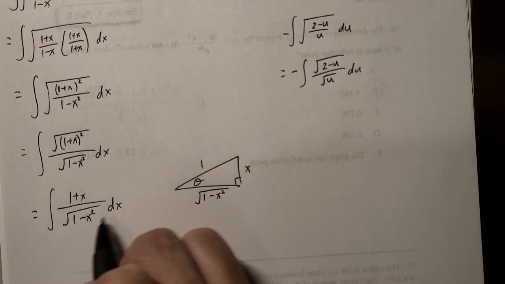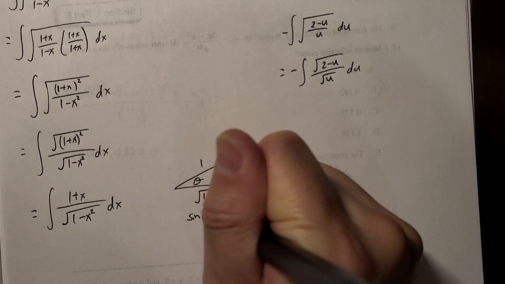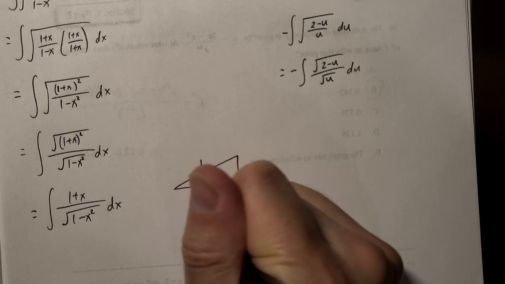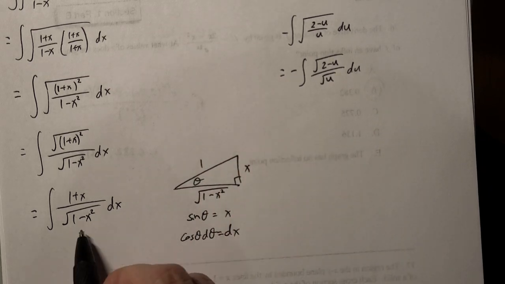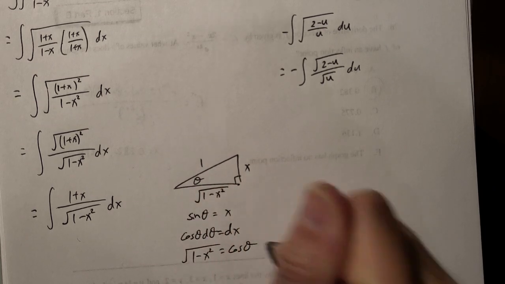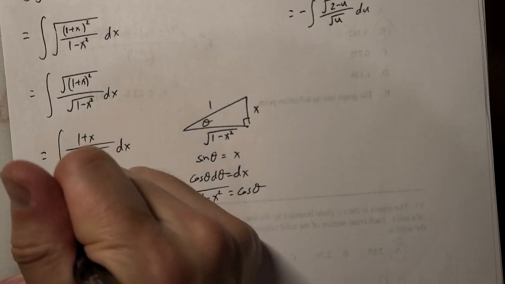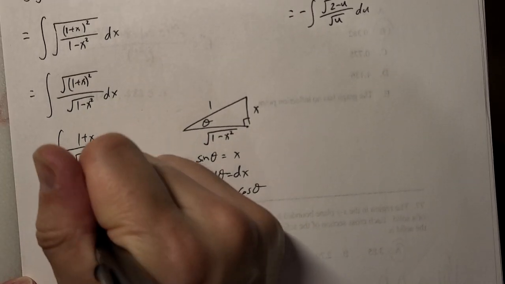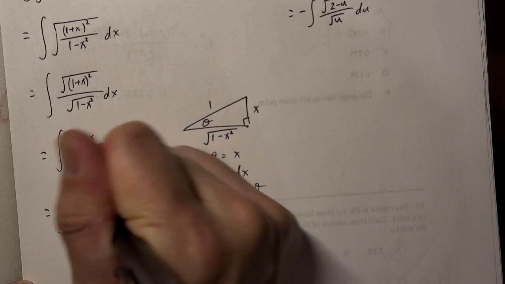We want to substitute everything in terms of theta. How do we do that? Sine theta is x, so cosine theta d theta is dx. And we need the square root term, which is just cosine. I'm getting it all from the triangle. So let's substitute. The 1 plus x becomes 1 plus sine theta.